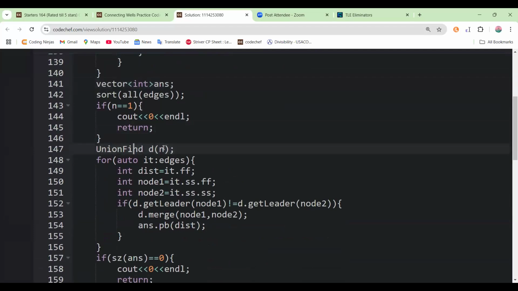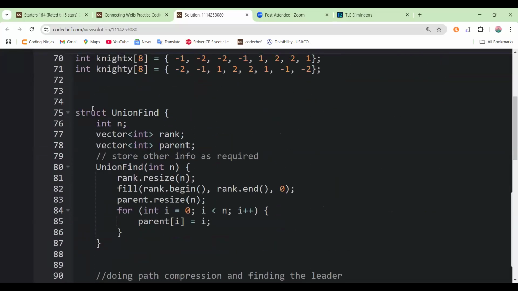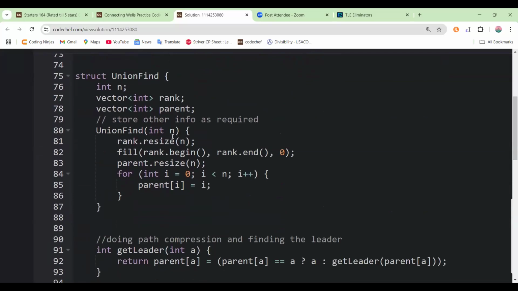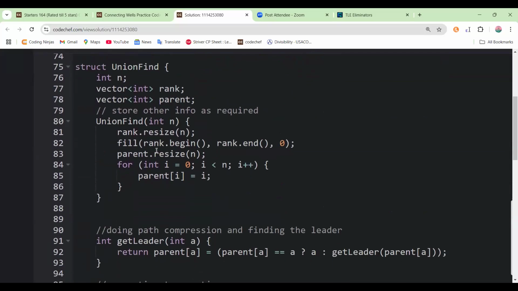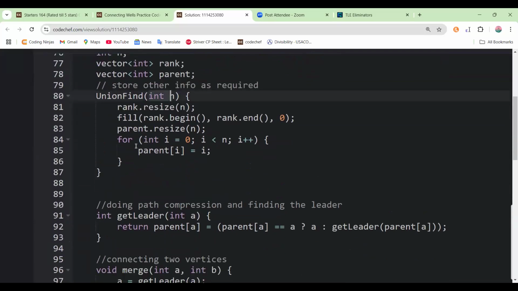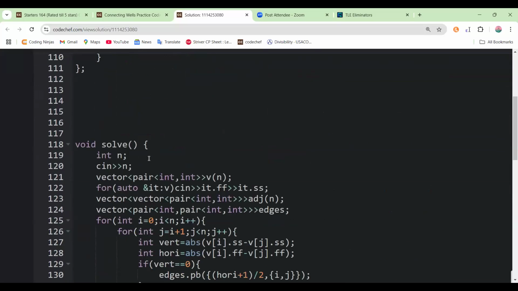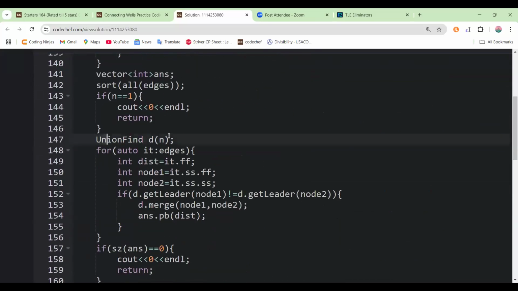Then I constructed a DSU that has a constructor that basically takes the number of nodes as input. You can use any DSU code, you can take it online or you can code it by yourself as well. I already had this as my template, so I simply used this. This has a constructor n and basically does all the things of DSU. For merging, I have a merge function, and for getting a leader by doing path compression, I have a get leader function. So I constructed a DSU.